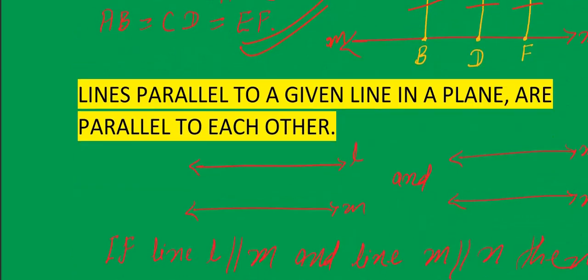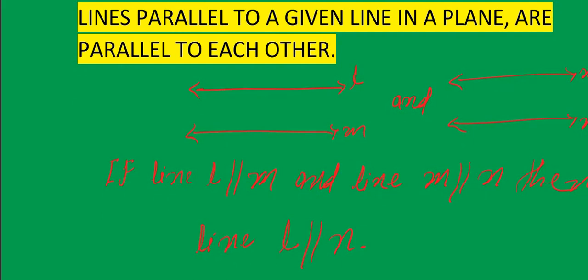Now I am going to talk about the next property. Lines parallel to a given line in a plane are parallel to each other. That means if the first line is parallel to the second line and this second line is parallel to a new line, that is the third line, then line 1 is also parallel to the third line. That means if L is parallel to M and M is parallel to N, then first line L is also parallel to the third line.